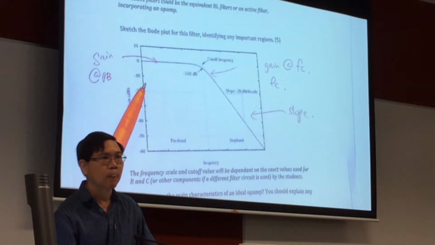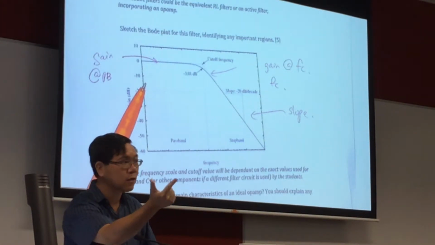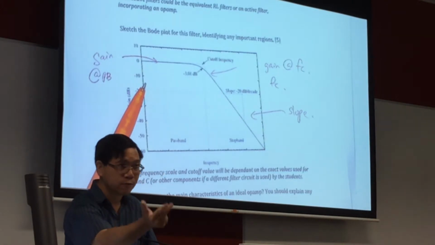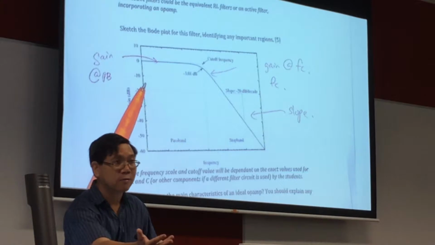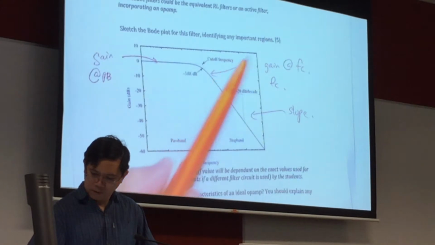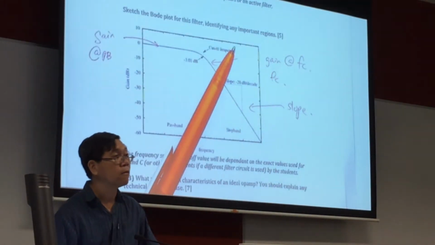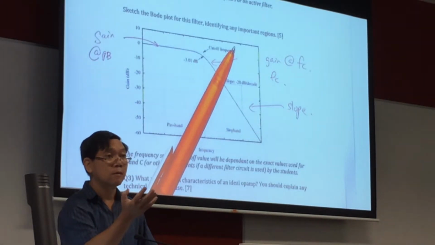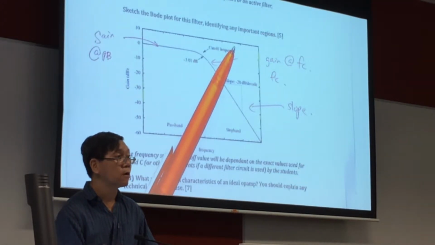4 items must be there. Passband gain, your cutoff frequency, the gain at the cutoff frequency, and the slope. Is that clear? And then plus your axis. That will give you 5 points. Typically a sketch is 5 points, right? And the 5 points, I already mentioned 4, right? The 5th one will be labeling the axis.